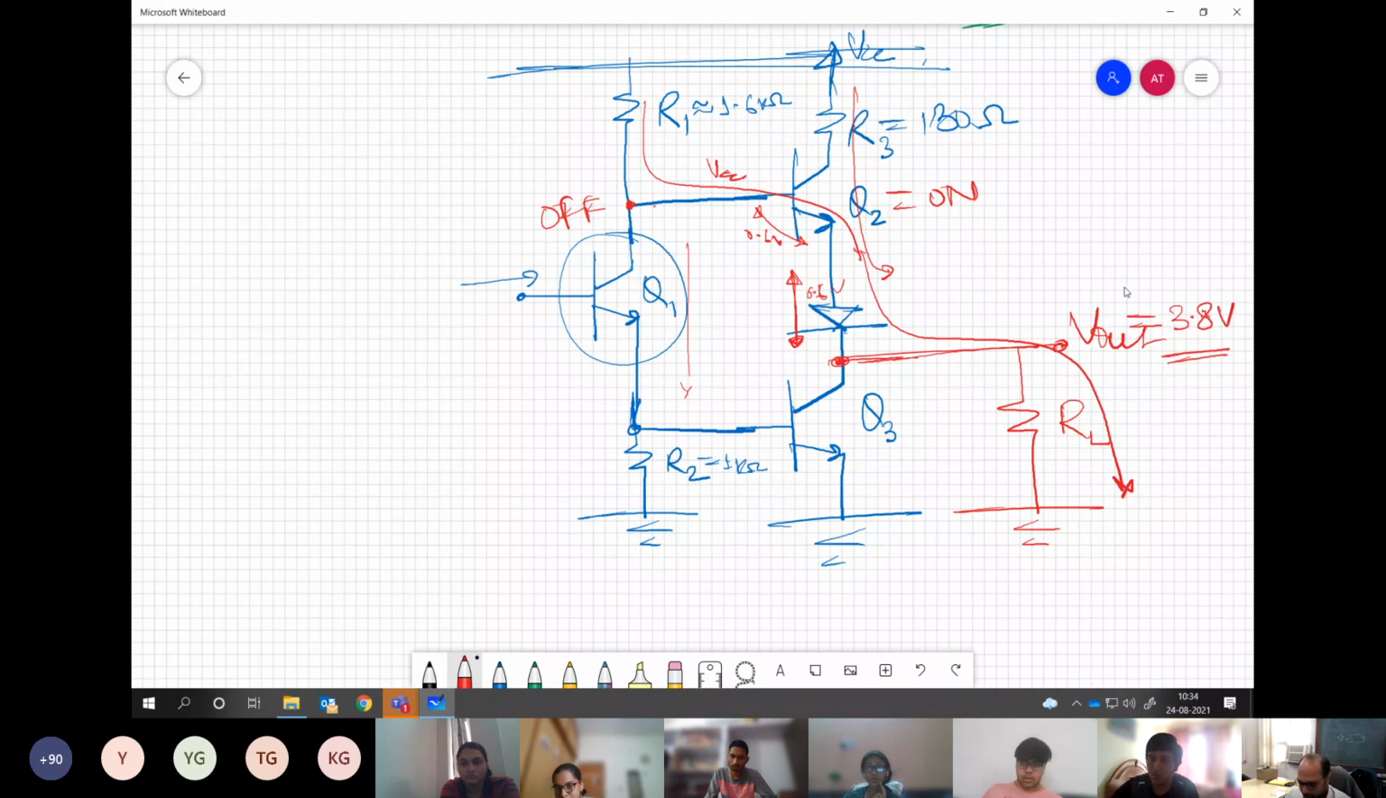Say something, yes or no. Here it's important for you to understand and respond. Yes, sir. Getting my point? So obviously this is driving this output in high mode whenever this input transistor is off. Understanding my point?